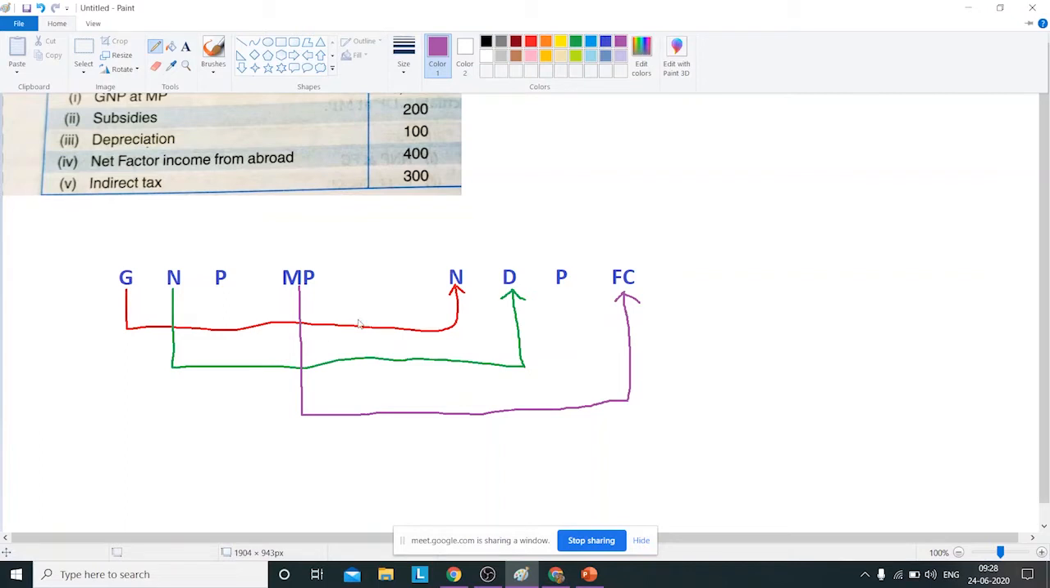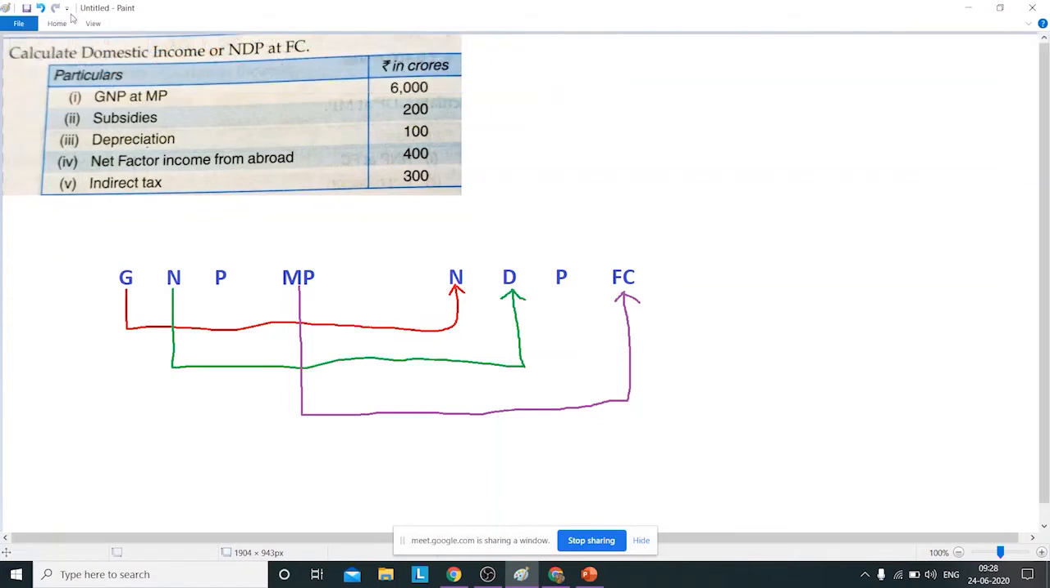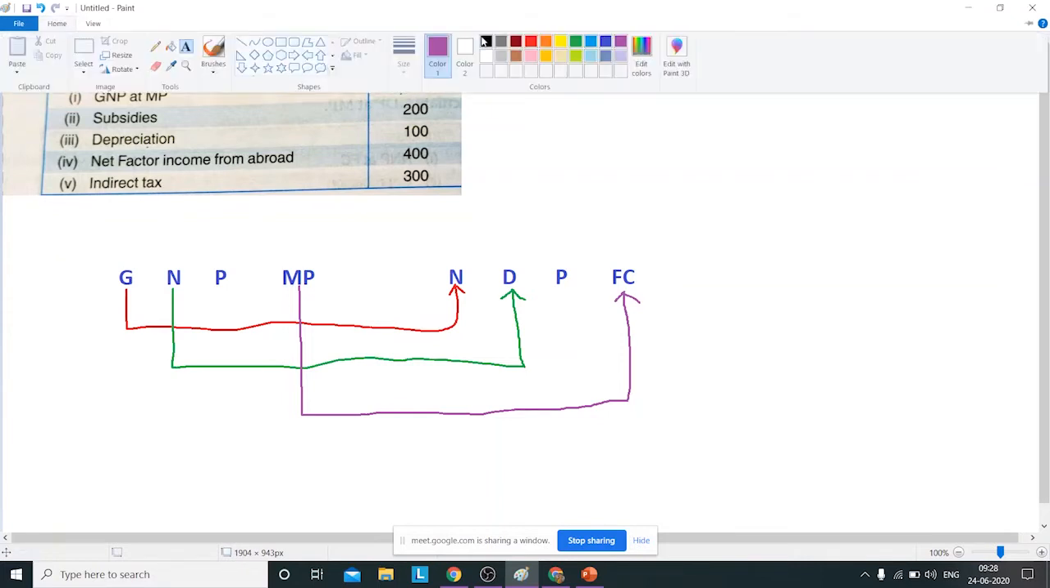Then draw lines between these two, that is first two terms G and N, gross into net, then second term N to D, that is national to domestic, then third term MP to FC. This P is common, product is common both sides, so no lines between them. Third line we have to draw between market price to factor cost. Now we are going to write what adjustment that we have to make.